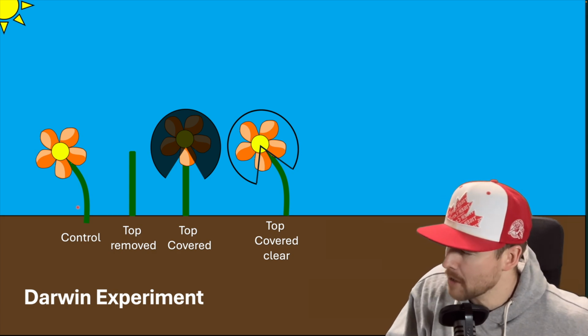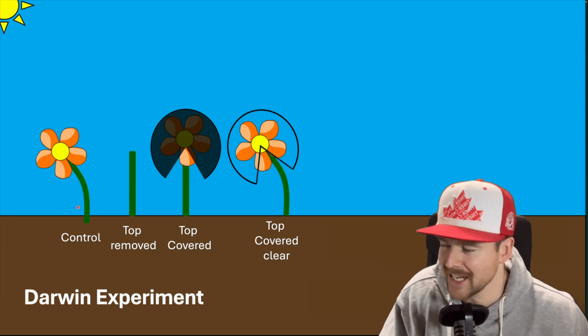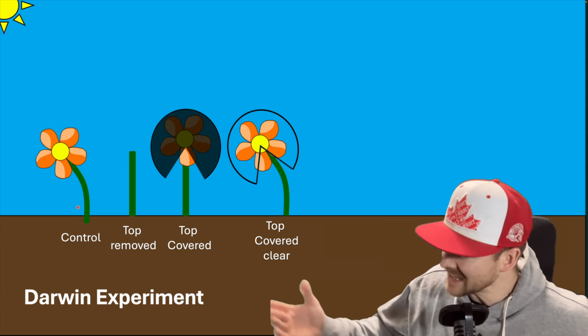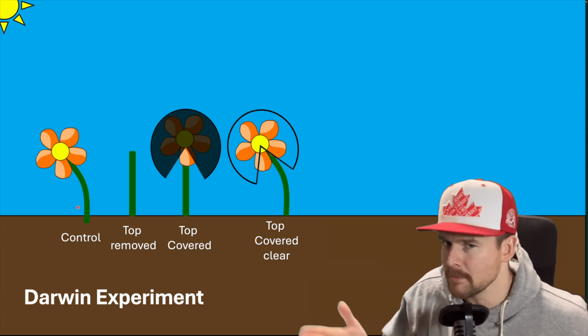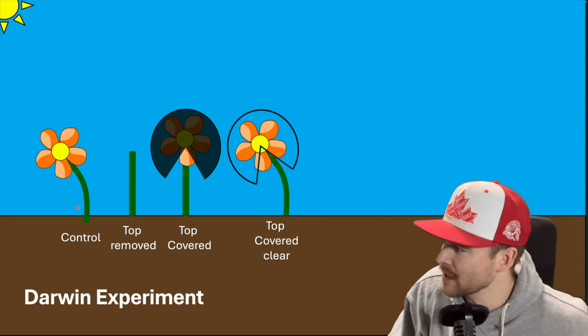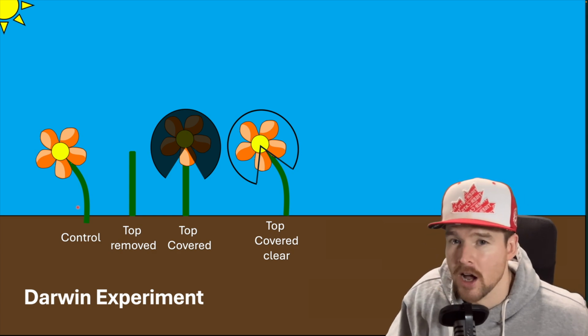So this is telling us it probably does have something to do with the sunlight, kind of like we would have imagined. The light going through the cover here is still making it bend. So it's not that there's something on the plant. It seems like the light is what causes it to bend.